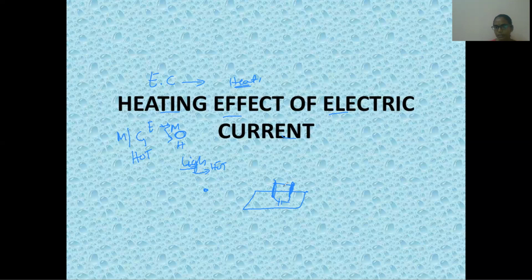When you pass electric current, after 10 minutes you switch off and touch the wire, and you will feel the heat. That means this wire is getting hot. Why does the wire get hot? Because of its resistance. If a wire has more resistance, it becomes hotter. If the wire is very thin, sometimes it will even melt. So this is what we call the heating effect of electric current.